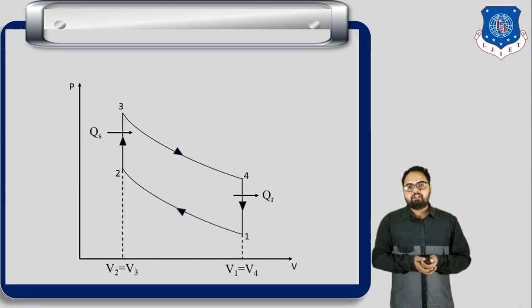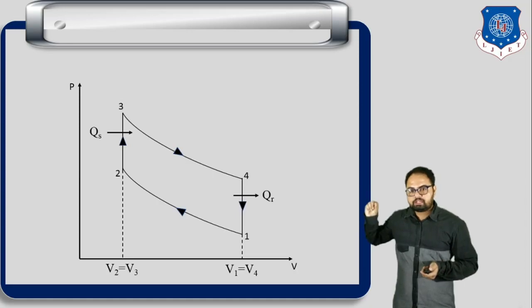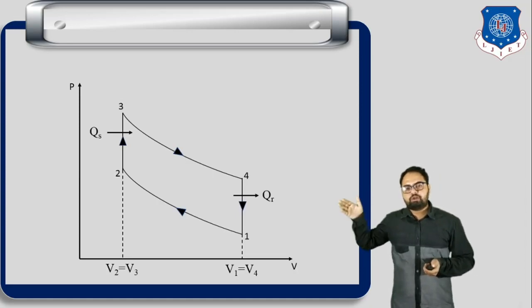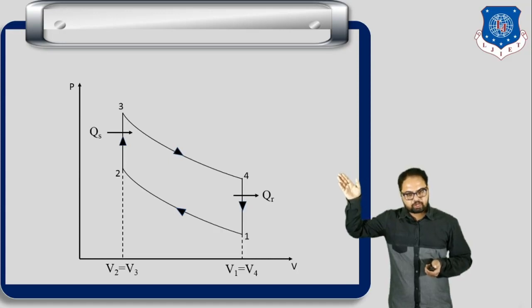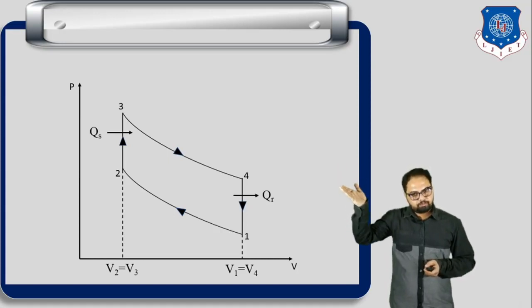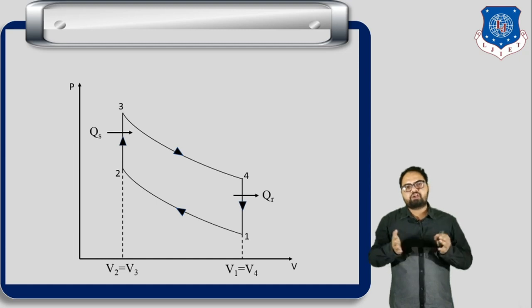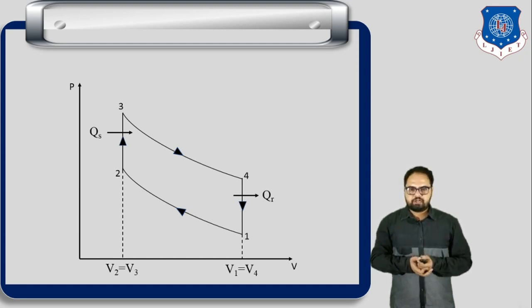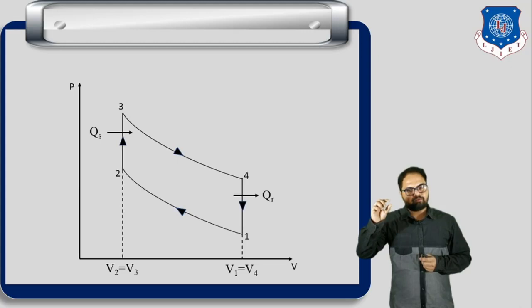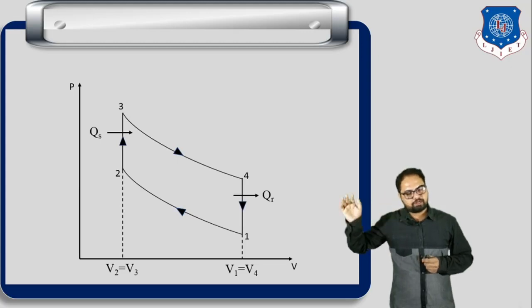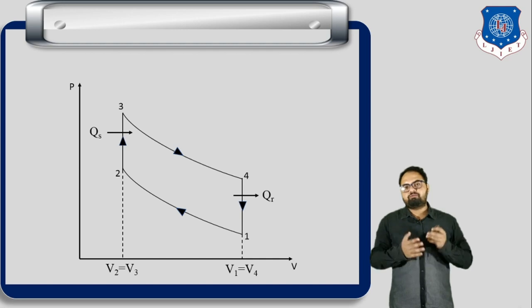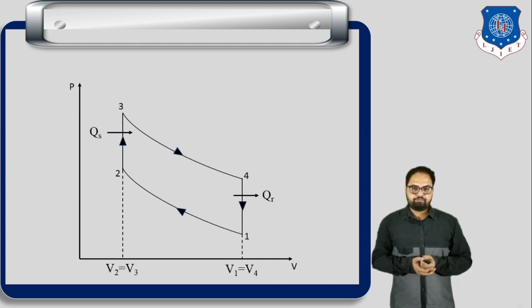Here you can see the PV diagram of the Otto cycle. In this diagram, line 1 to 2 is the compression stroke. During process 2 to 3, heat is added at constant volume. During process 3 to 4, expansion of the gas takes place inside the cylinder, and during process 4 to 1, at constant volume, the hot flue gas is rejected to the atmosphere. So this is the basic Otto cycle.